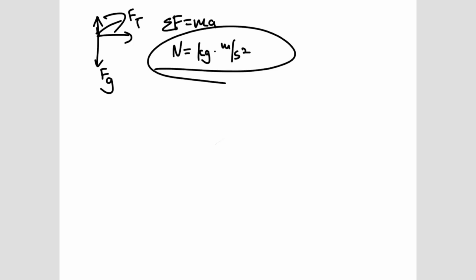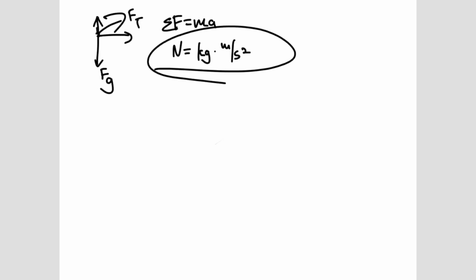The mass is always in kilograms. That's the standard unit for mass. If you're given grams, you're going to want to convert it to kilograms first. And then acceleration, our good old friend, is in meters per second squared. We can just draw the relationship between these units. Anyway, I'm going to get into the forces now.